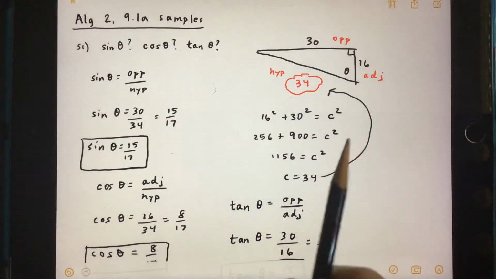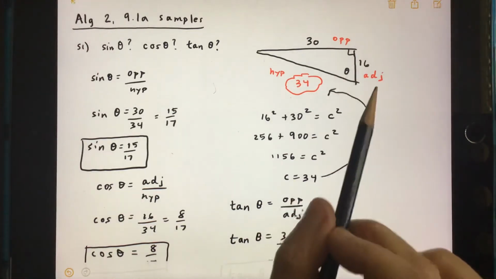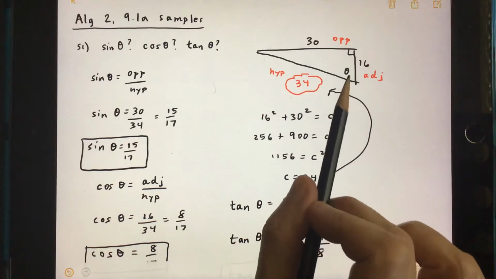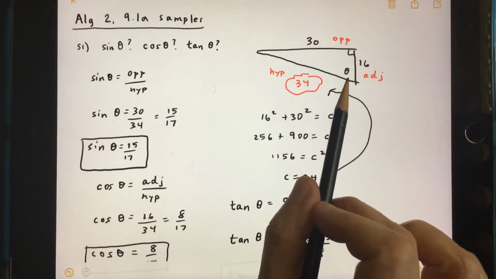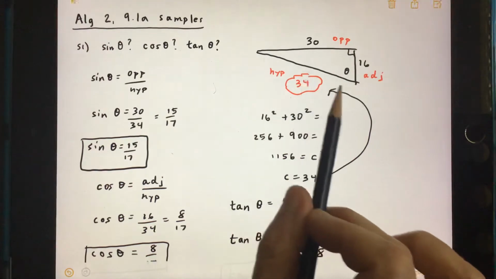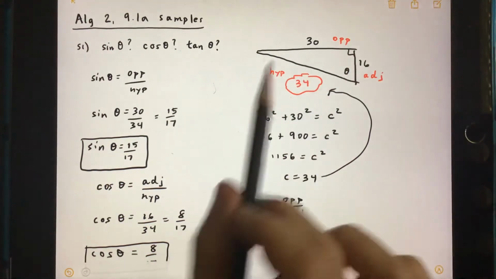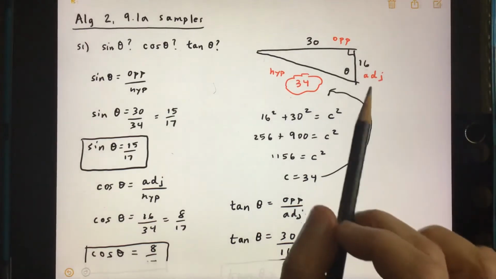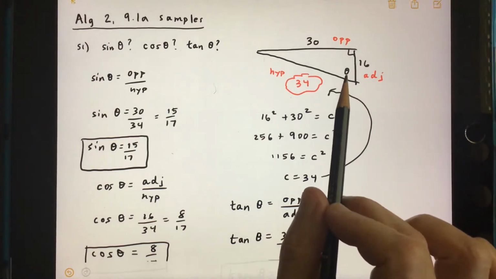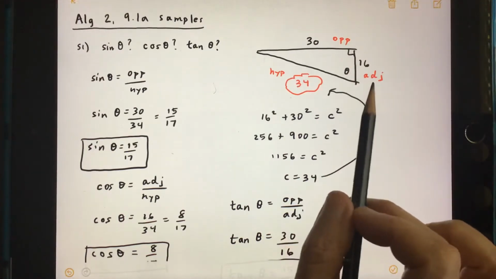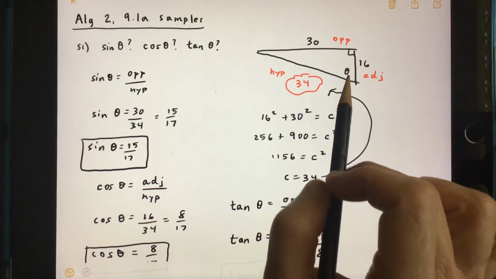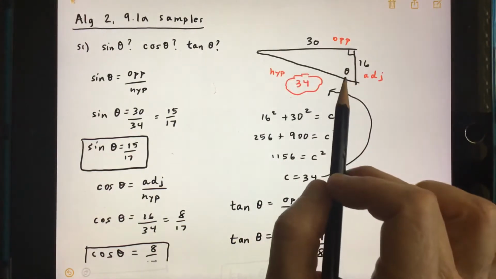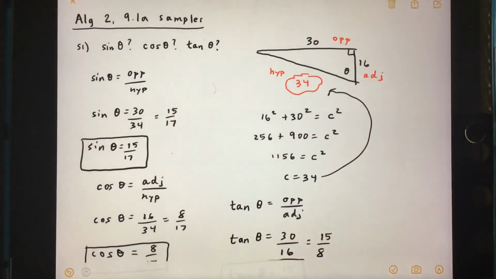I've also written in the abbreviations for opposite, adjacent, and hypotenuse of this triangle, given that this is our angle theta. So our hypotenuse here will always be opposite the right angle. The legs of that right triangle will always be the opposite and the adjacent pieces of the triangle. So if we're right next to angle theta and we're a leg, we would call that the adjacent side. If we are opposite angle theta, that is, that leg does not touch that angle theta, that would be the opposite side. So I've labeled that up to help me figure out what my ratios are for sine, cosine, and tangent.